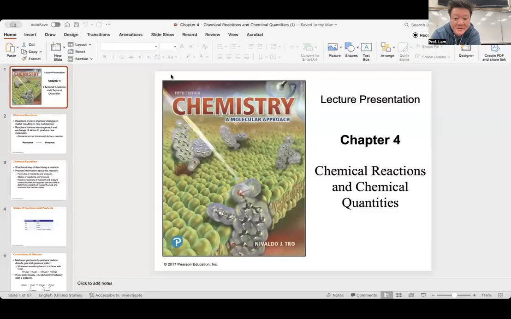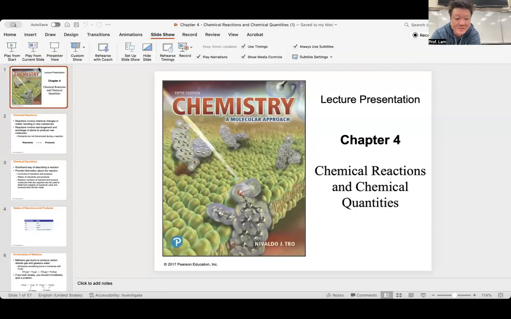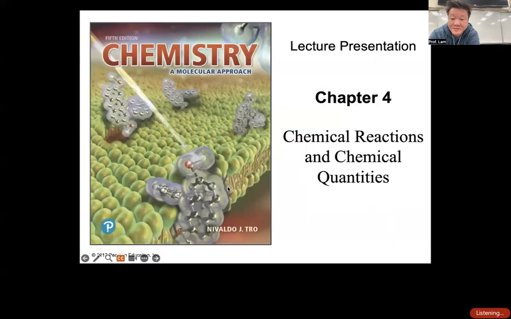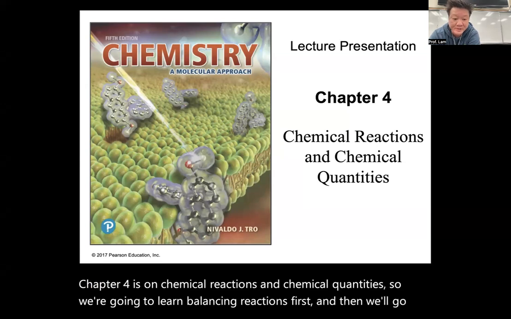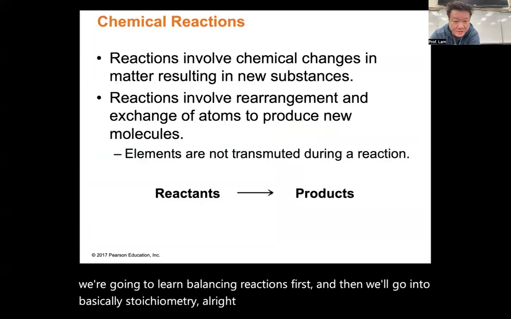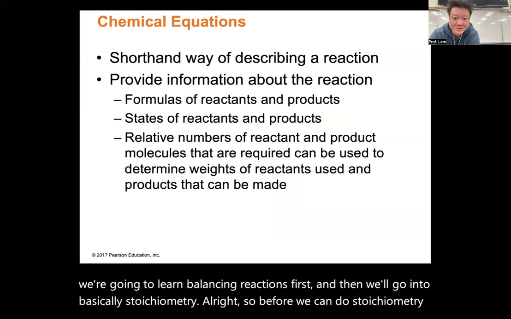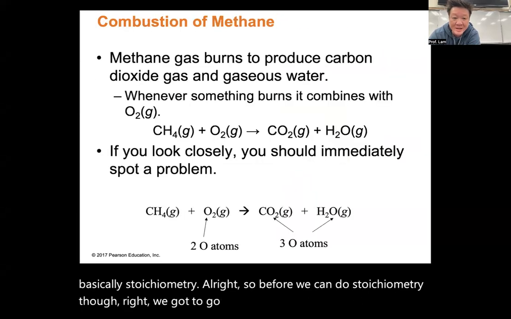Hello, everyone. So this video is going to be Chapter 4, Lecture 1. We're going to go over balancing equations first. Chapter 4 is on chemical reactions and chemical quantities. So we're going to learn balancing reactions first, and then we'll go into basically stoichiometry. Before we can do stoichiometry, though, we've got to know how to balance.